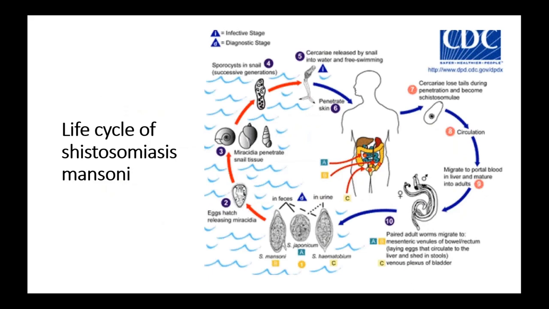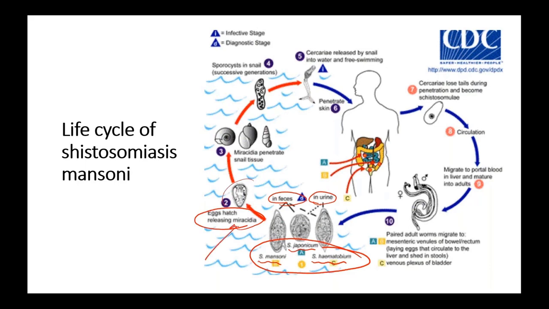So the life cycle of Schistosoma mansoni, you don't have to go through this. So there are different types of schistosoma, present in water. Different types are Schistosoma mansoni, Schistosoma japonicum, and then Schistosoma haematobium. So they come from the feces and the urine. They lay eggs, and the eggs hatch in the water.